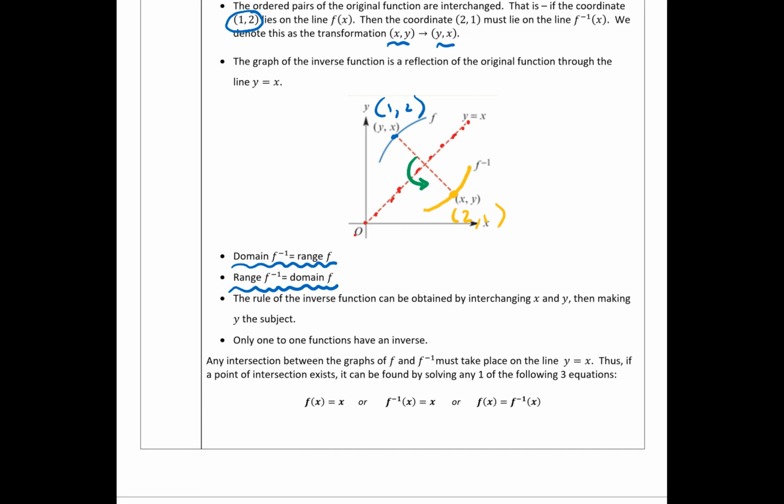Now, the other critical thing to remember is that only one-to-one functions have an inverse. So we'll just try and highlight that there. Only one-to-one functions have an inverse.